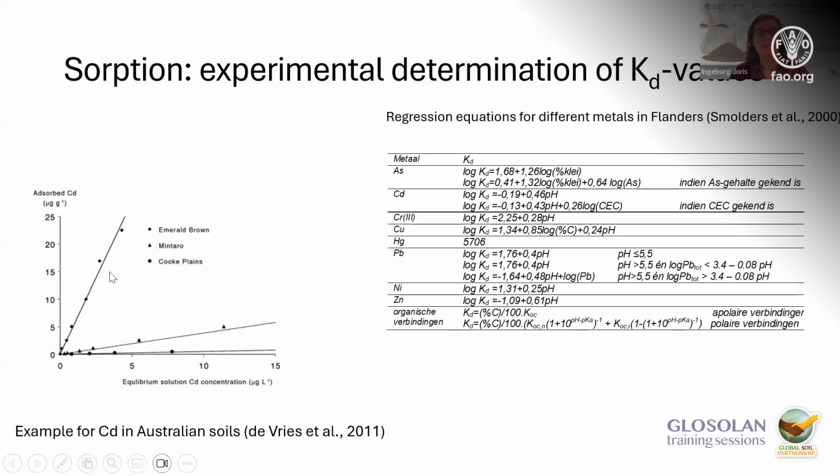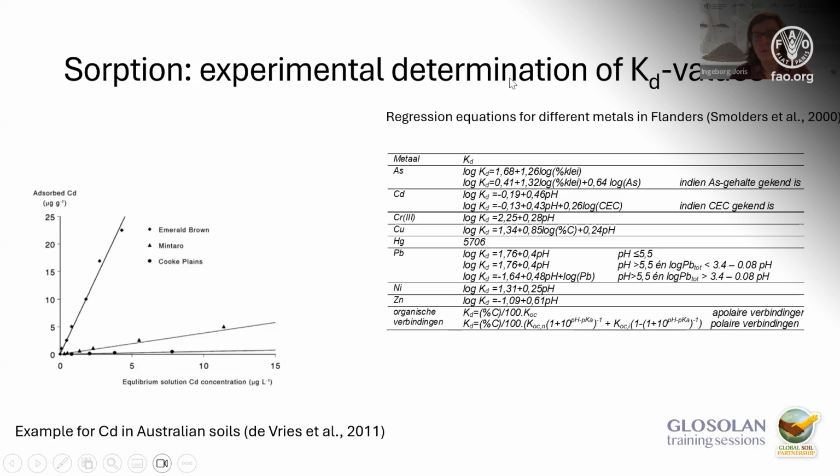And this simple equation where you just say concentration on the solid is Kd times the concentration in the liquid is actually perfectly working for cadmium in these soils. So if you have an experiment and you can get this Kd value, you can use it in your calculations to describe sorption. This is in Australian soils.